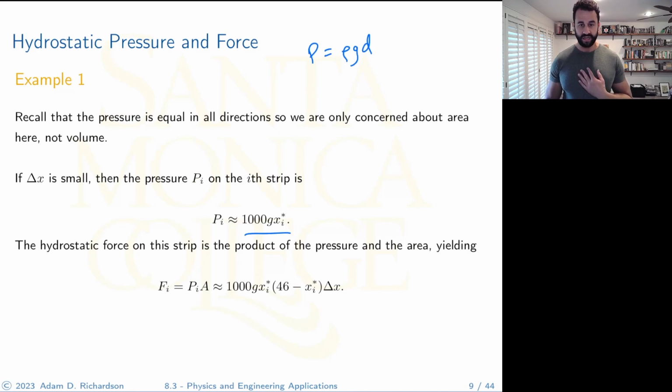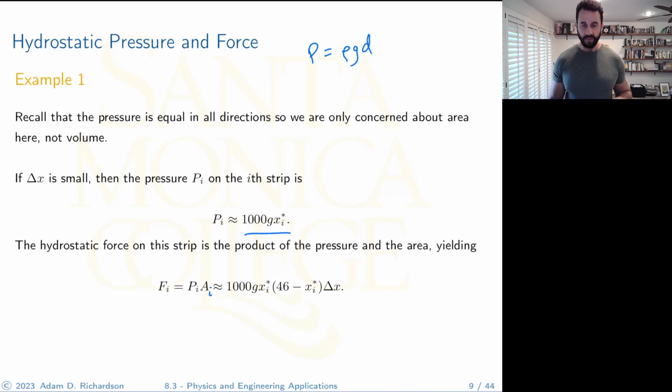Okay, so what is the hydrostatic force? The hydrostatic force is the pressure times the area. So the force on each one of those slabs is the pressure on each one of those slabs times the area. And actually, you know what? That should say A sub i. Real quick, oops. A sub i, there we go. Yeah, it's A sub i, exactly, because the area depends on x sub i star.